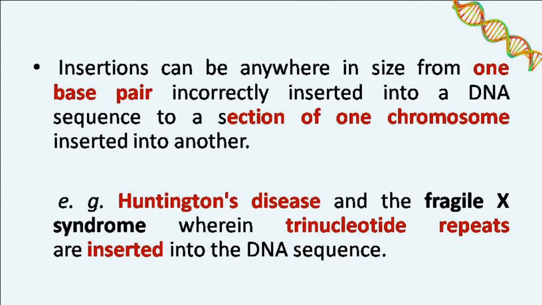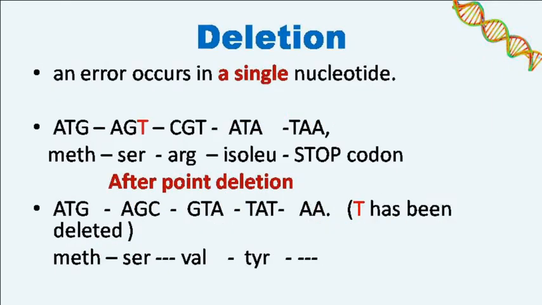Insertion can occur anywhere in size from one base pair incorrectly inserted into the DNA sequence to a section of one chromosome inserted into another. Examples are Huntington disease and fragile X gene, where trinucleotide repeats are inserted into the DNA sequence. The second point mutation is a deletion.